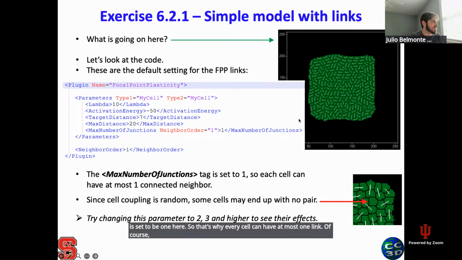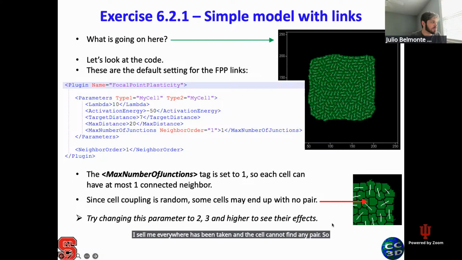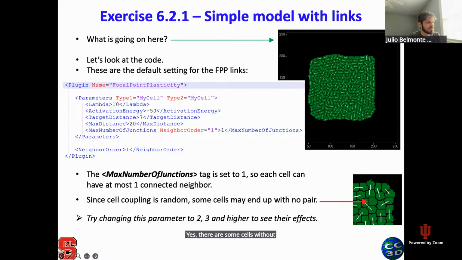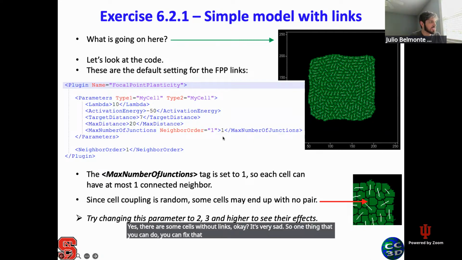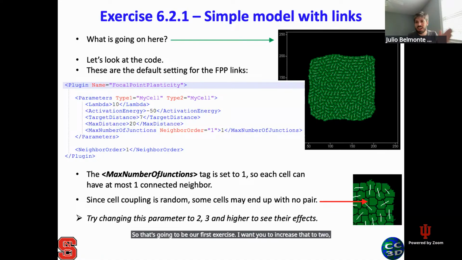Of course, sometimes every neighbor has been taken and a cell cannot find any pair. So you have some lonely cells here that cannot make any link because they did not find an available neighbor. That can happen by chance. Yes, there are some cells without links. It's very sad. One thing you can do to fix that is increase the max number of junctions. So that's going to be our first exercise. I want you to increase that to 2, 3, and higher numbers.